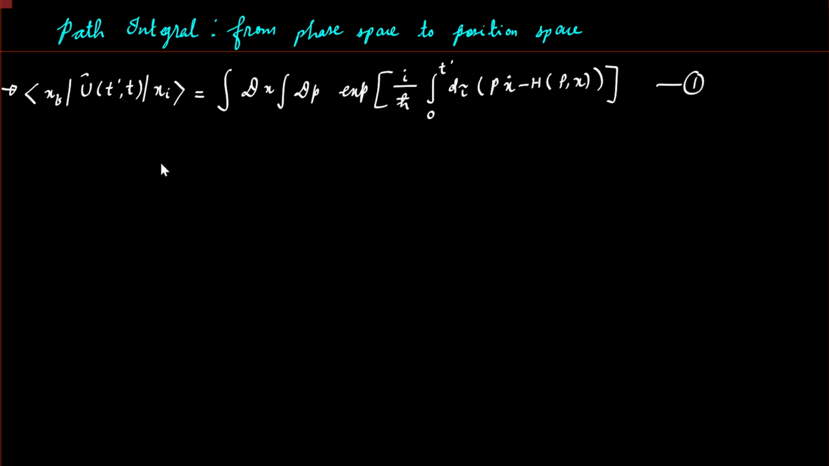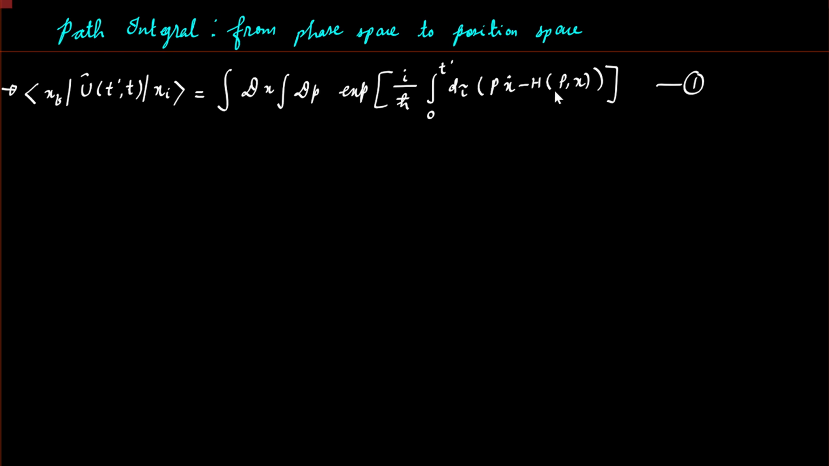So today we are going to discuss the derivation of the Feynman path integral in position space, or coordinate space, starting from the path integral in phase space. In our earlier lecture, we already derived the path integral in phase space, and it is given like this, equation 1. Here in equation 1, we have the Hamiltonian for a particular system.